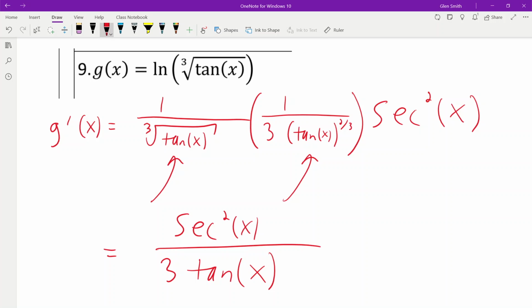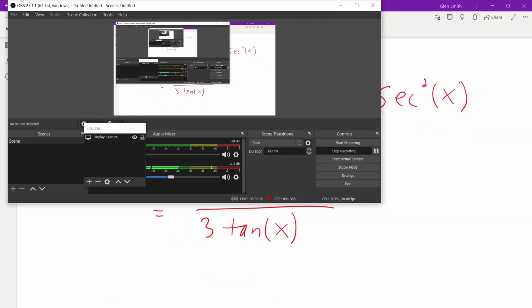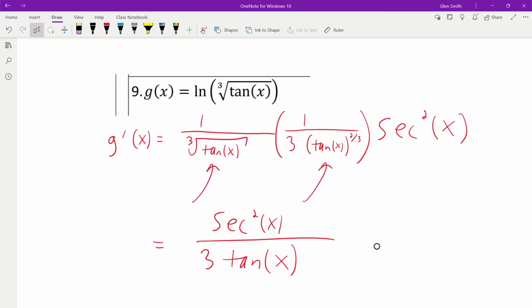Because the derivative of the outside is 1. Why is the tangent derived, and what is inside? You derive one function at a time, and you derive the outside function. So the first thing we derive is ln. Everything else stays the same. Then we derive the cubed root. Tangent stays the same. Then we derive tangent. Okay?